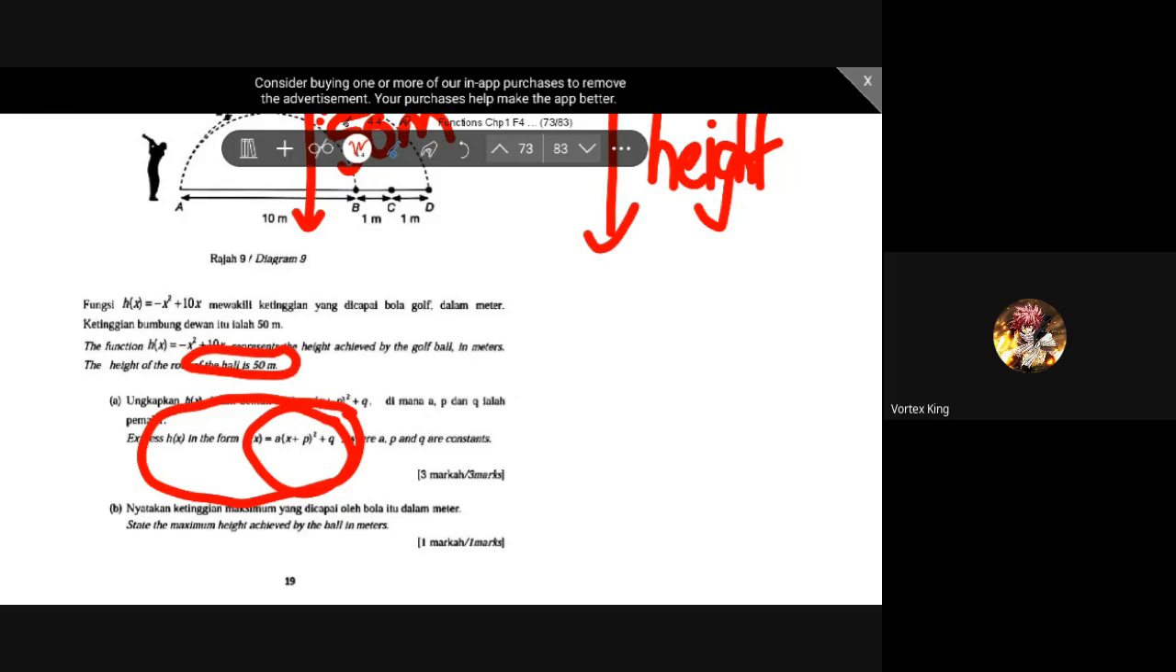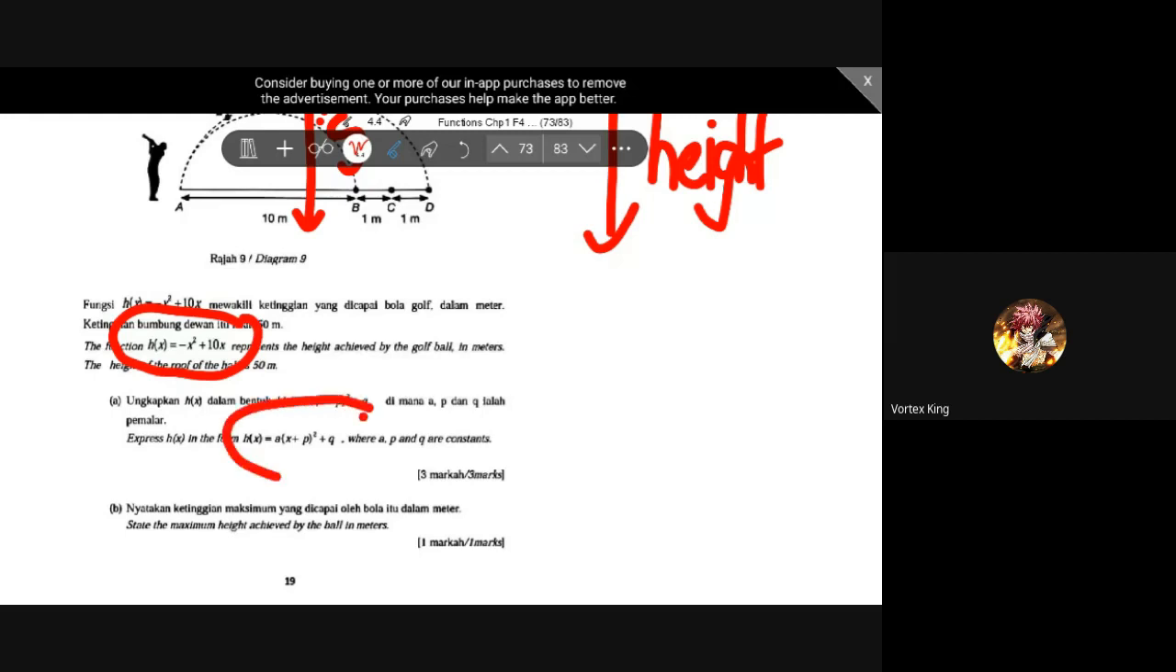Now, you have this equation. Wait, delete this. You have this equation, and they want you to express it in this form, meaning you have to go from here to here. So what method do we use to do this conversion, to go from general form to vertex form? What is our method?